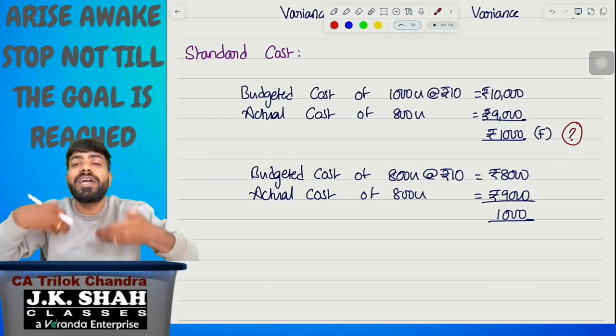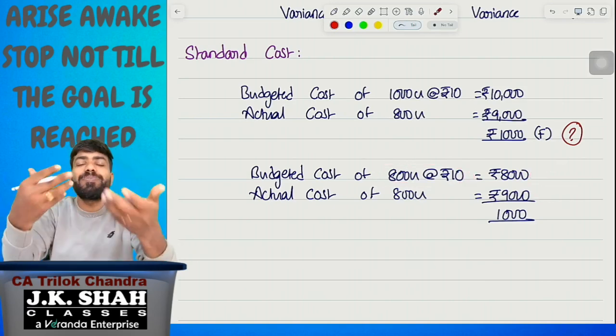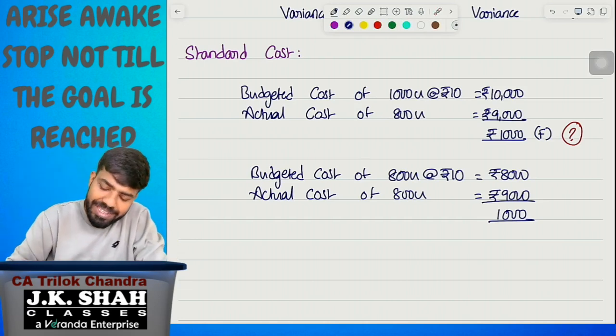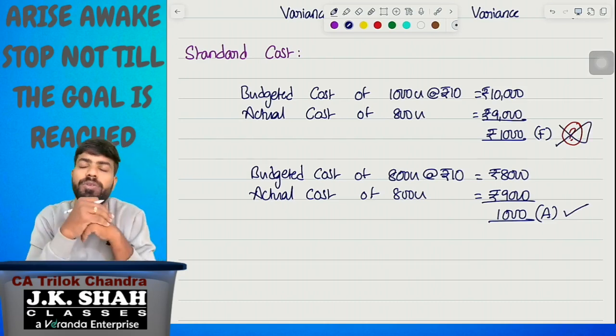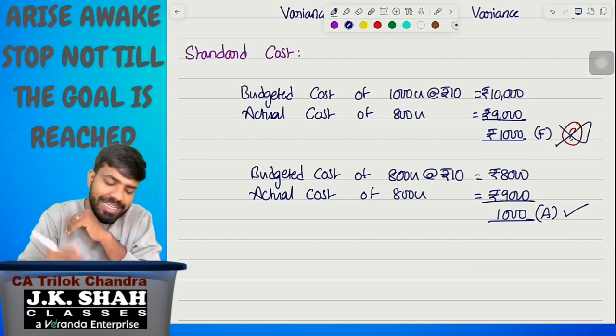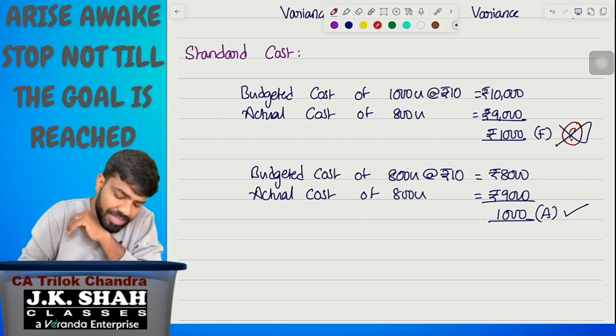There is an excess spending of 1,000 rupees. Cost has increased, profit will decrease. So this 1,000 rupees will be reported as adverse. This is the right way of calculation. This is absolutely wrong. Are you understanding?